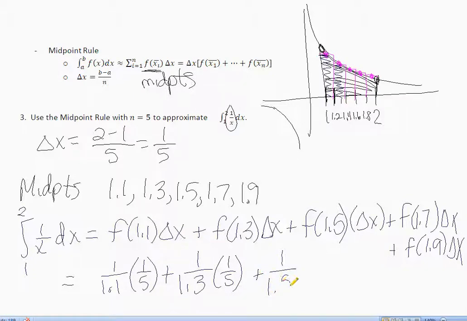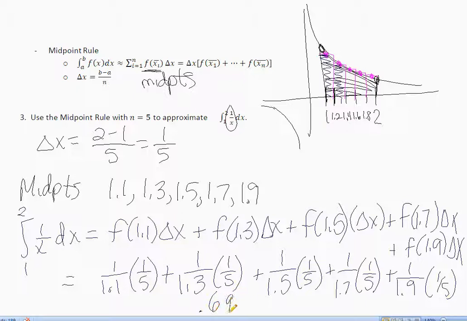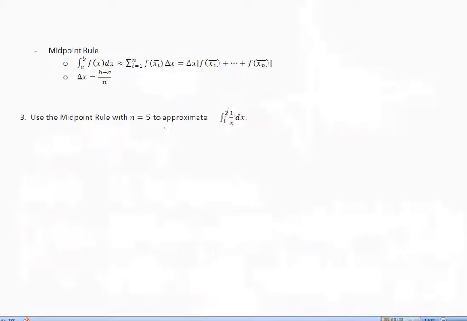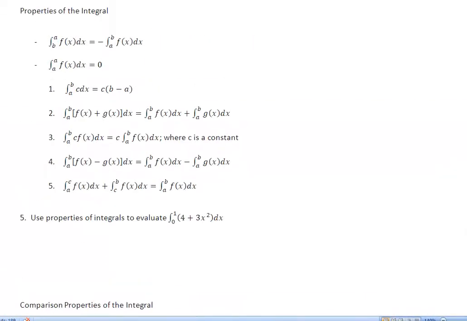f of 1.5 times 1/5 plus 1 over 1.7 times 1/5 plus 1 over 1.9 times 1/5. And if you actually do that out, you get 0.6919. So that's the estimated area using 5 rectangles. If we use 10, if we use 20, it would get closer and closer to the actual area. Okay. All right. And then in the last page, there's not much to do.